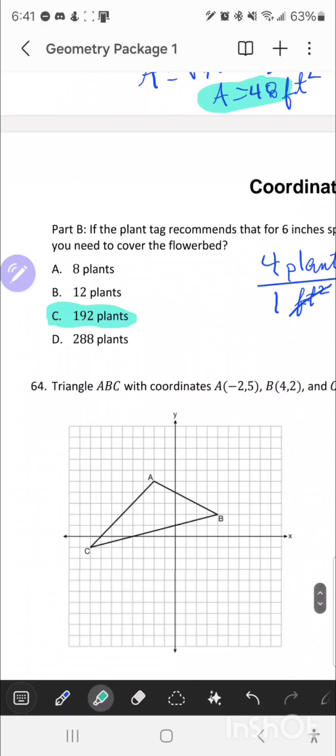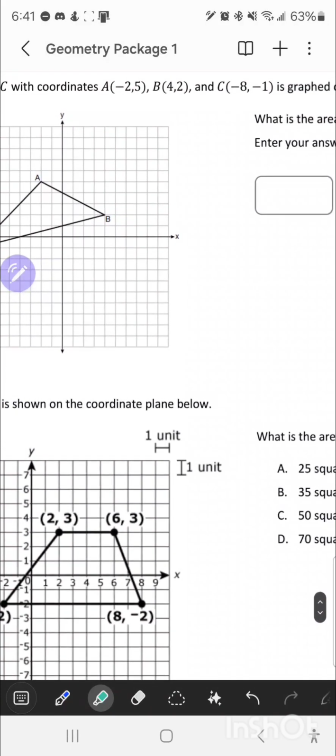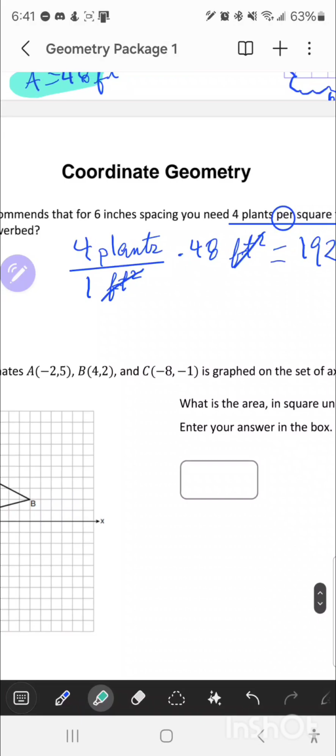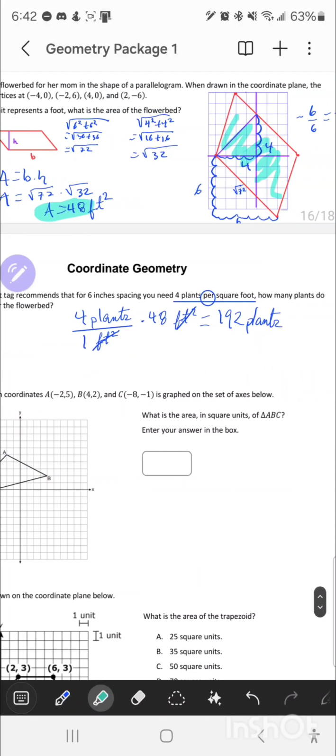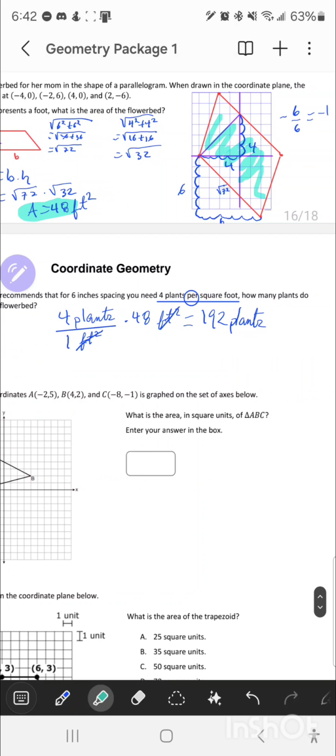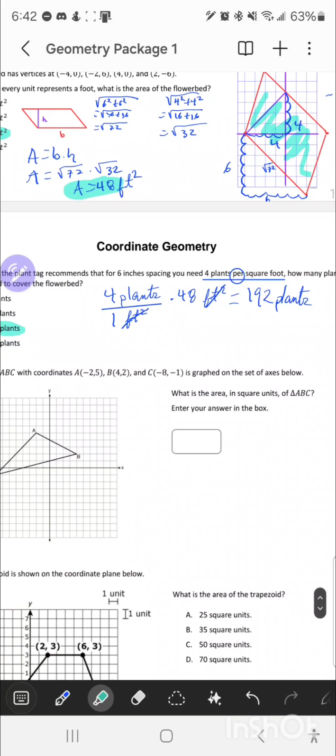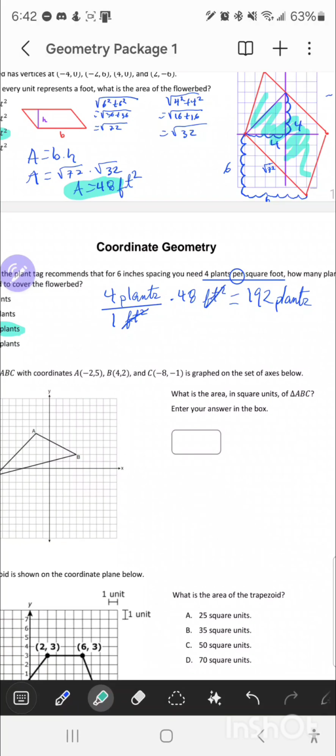Pretty easy. Let's go. We're only missing 2 more. That's great. Perfect. Now, triangle ABC with coordinates is graphed on the set of axes below. Okay, perfect. What is the area in square units of triangle ABC?